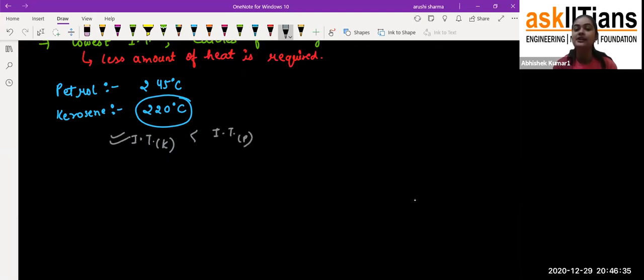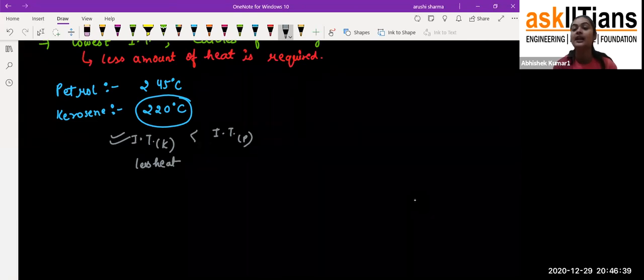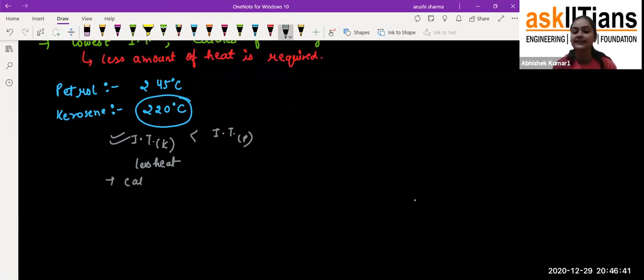That means it will require less heat, and it will catch fire easily as compared to petrol. So that's how ignition temperature works: the substance which has a higher ignition temperature will require more and more heat so that it can convert into carbon dioxide along with heat and light. So is everyone clear with ignition temperature?